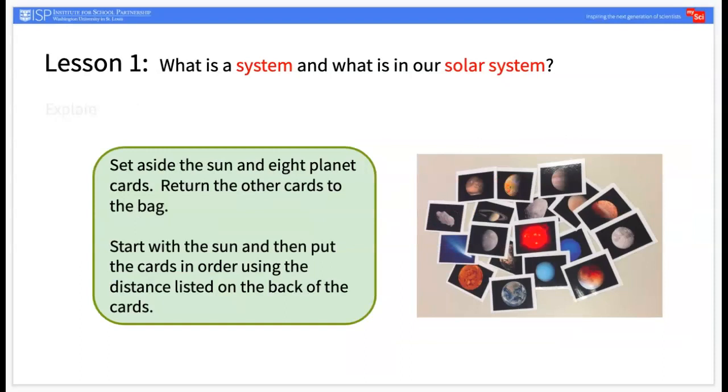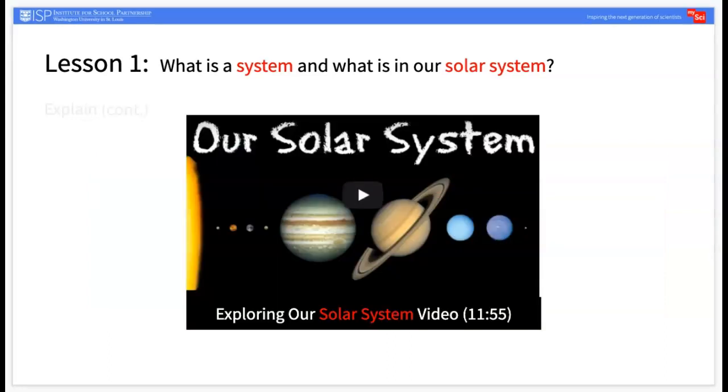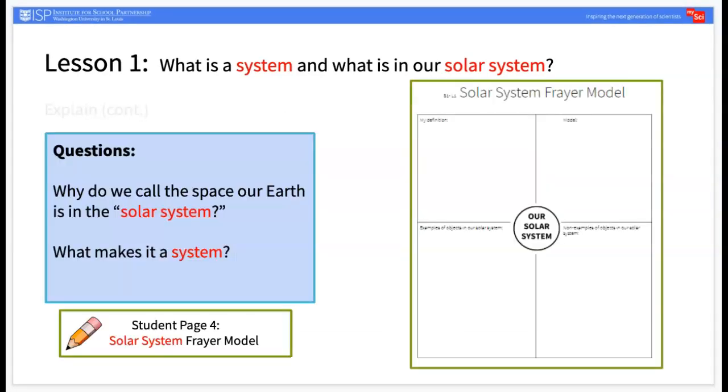In the Explain portion of this lesson, students will focus on the Sun and the 8 planets. They will attempt to put them in order from closest to furthest from the Sun, using information on the back of the cards about their distance from the Sun. Students will then obtain information about the solar system from video and text resources. They will use this information in conjunction with their learning from the card sort and a class discussion to develop a solar system Frayer model.